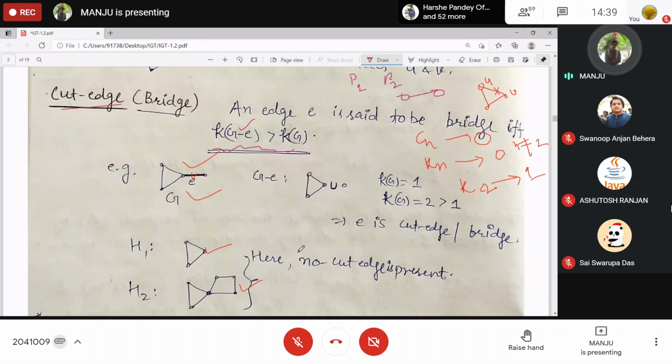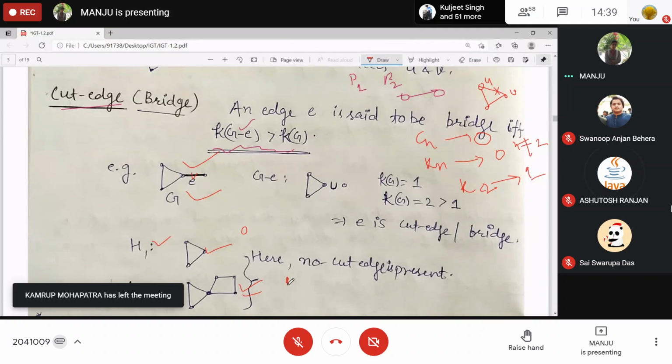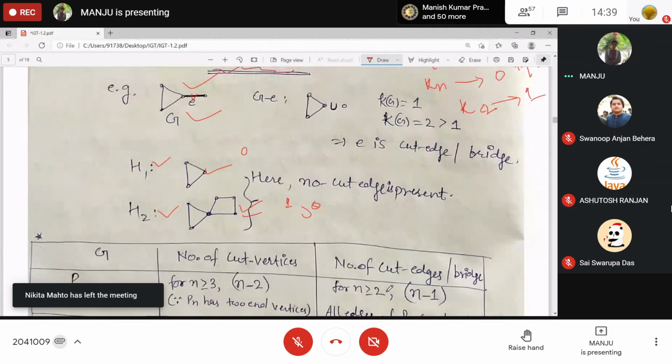Cut vertices. In H1 it is 0, and in H2 it is 0. H0 has 0 bridge and 0 cut vertex. And here, one cut vertex is there: 1 cut vertex and 0 bridge. Yeah, this is the table.